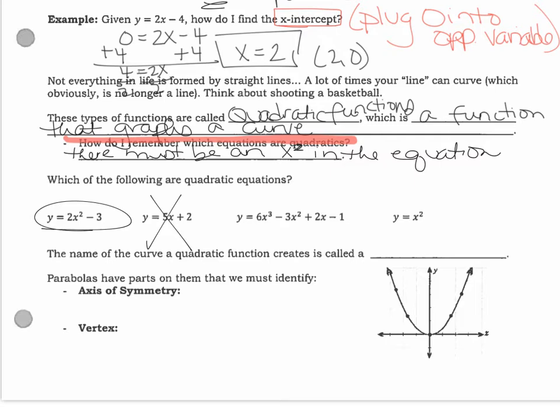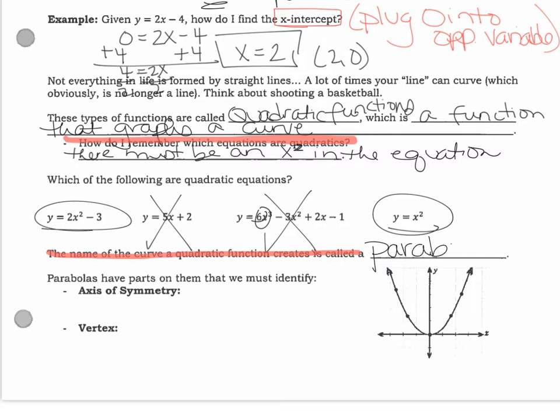Look at the next one. Y equals 6x cubed minus 3x squared plus 2x minus 1. Is that a quadratic equation? Well, it does have an x squared, but that's not the biggest one. It actually has an x cubed, so no, that graphs something entirely different. And what about the last one? Yep, x is squared.